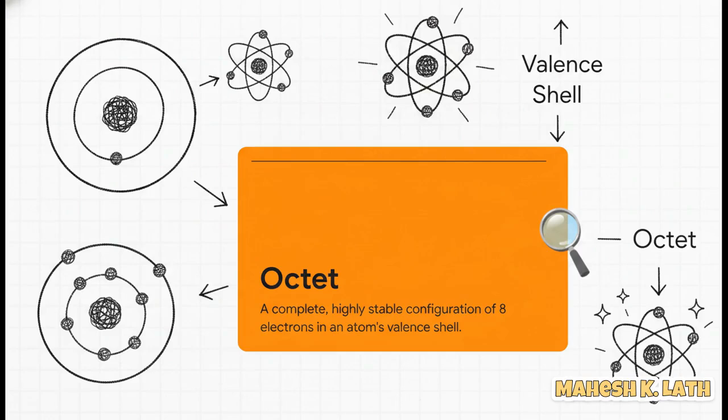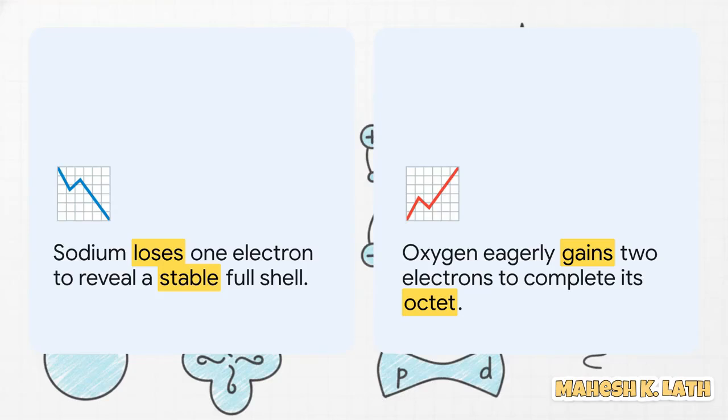And what do these atoms want more than anything else in the universe? They want an octet. An octet is a complete, highly stable configuration of exactly 8 electrons in that valence shell. Atoms with an incomplete outer shell are reactive. They're restless. They are desperately trying to complete that magical set of 8. The real magic is in how they actually go about achieving this.